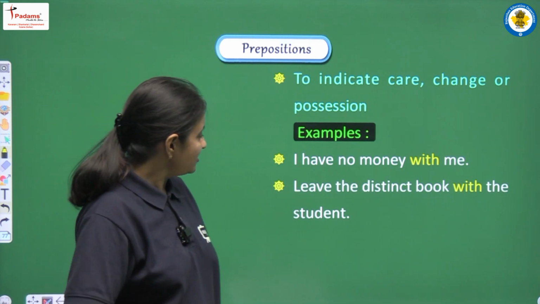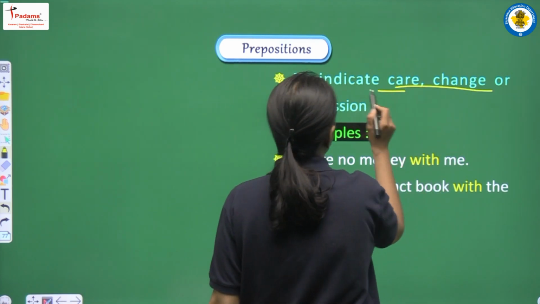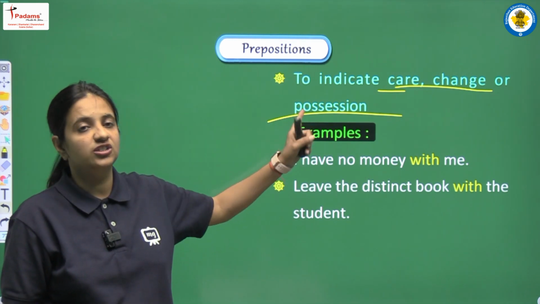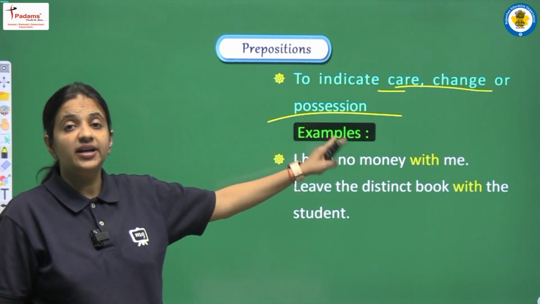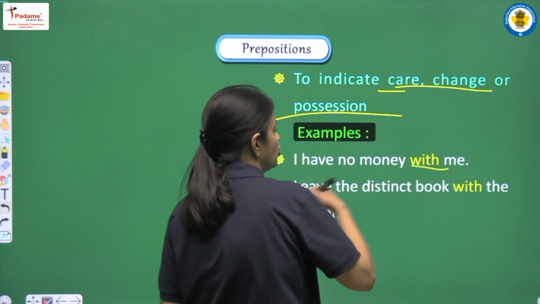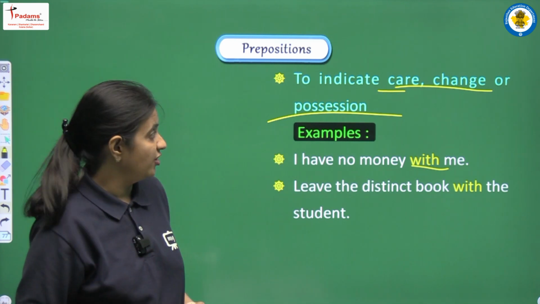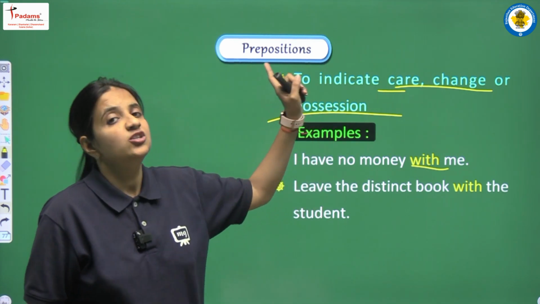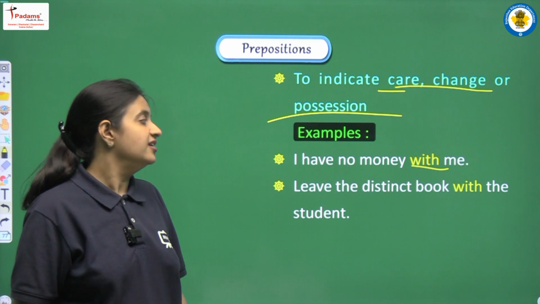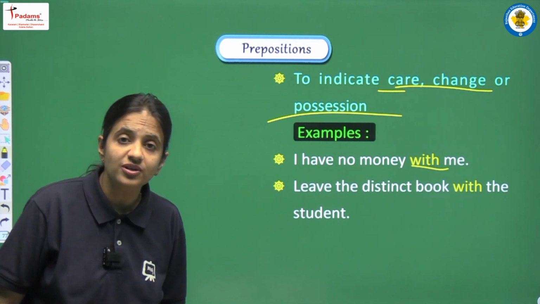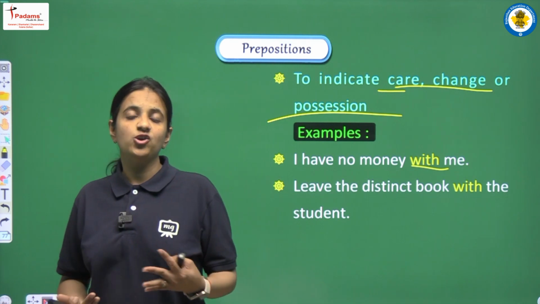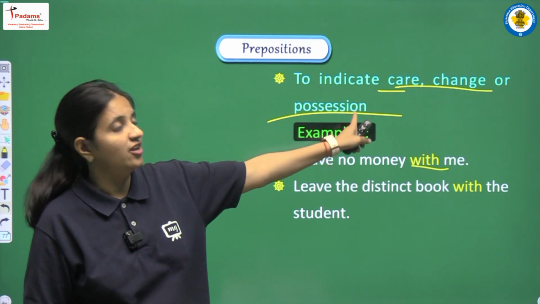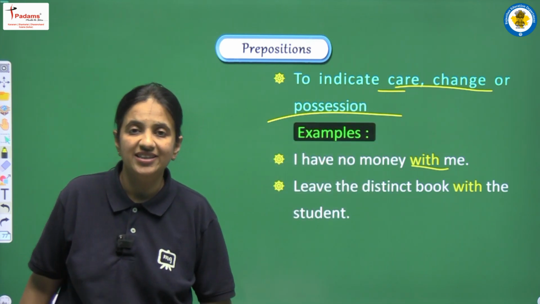Alright. Next, to indicate care, change or possession. These are some other uses of "with." Let's see the examples. I have no money with me. So here we are trying to show that I have no money with me, right? So this is the reason that I do not possess anything. We are trying to show the possession, so we are using "with." Next is, leave the distinct book with the student. So again we are trying to show possession, that this book should be in the possession of the student. So whenever we are trying to show possession, care or change, then we can use "with."